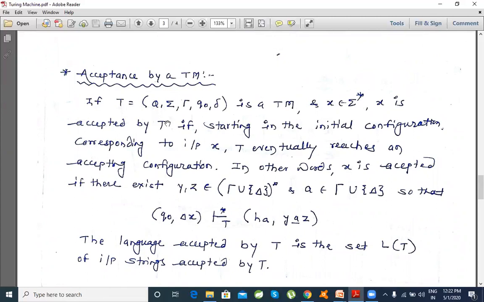X is accepted by T if, starting in the initial configuration... So what is the initial configuration of a machine? This is the initial configuration of a machine. Q0 would be its initial state, where the arrow comes from nowhere, as represented in your state chart diagram, and this is a particular string which is received on my tape. On the left and right of this string you have a blank symbol, represented by delta. So this is my initial configuration.